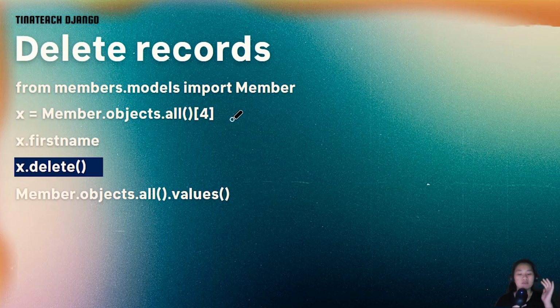Okay, so if you want to check that the variable has the correct value that you want to delete, you can always go x.first_name, or whatever property you've assigned to your database, and then you can use Member.objects.all().values() to showcase the whole thing, to make sure that you've deleted the correct one. Okay, so that's for deleting records, very simple.